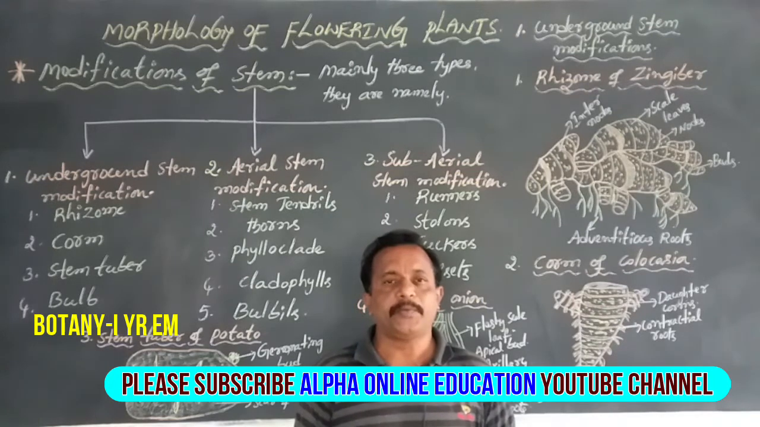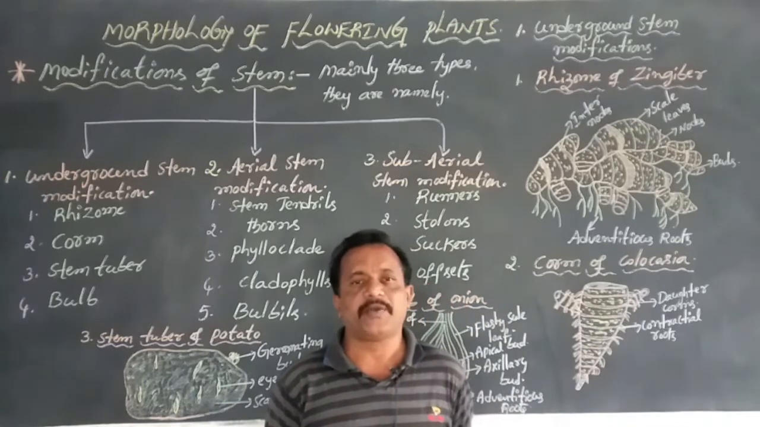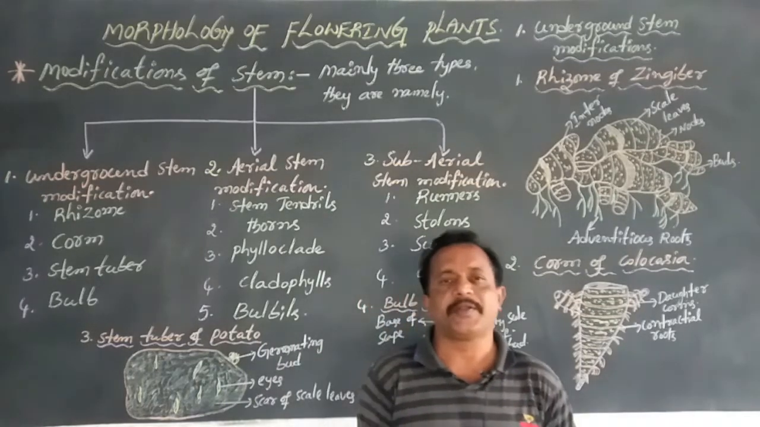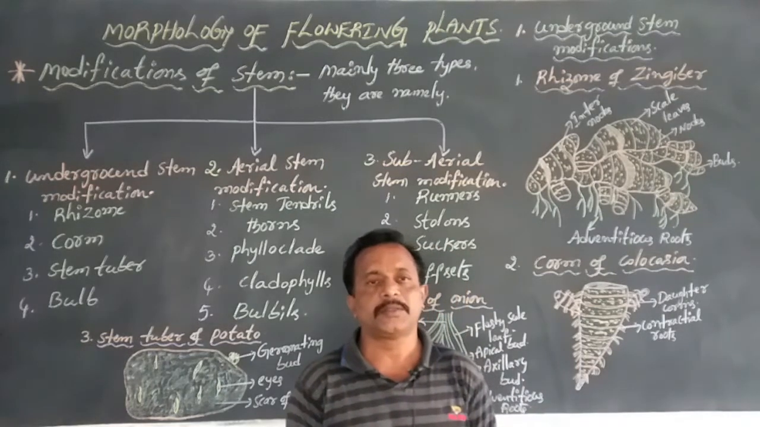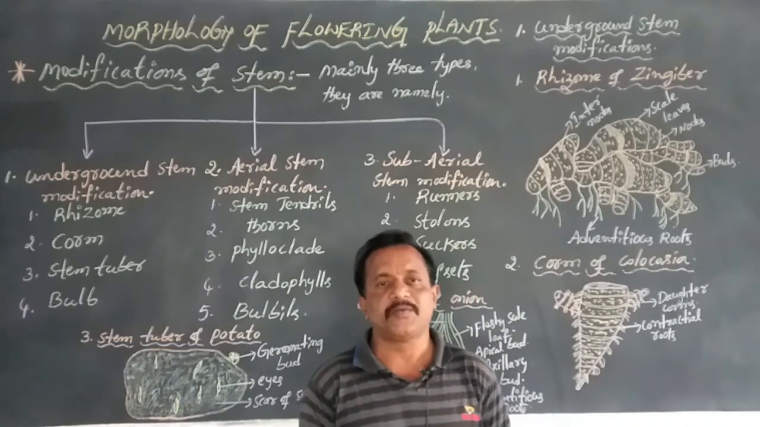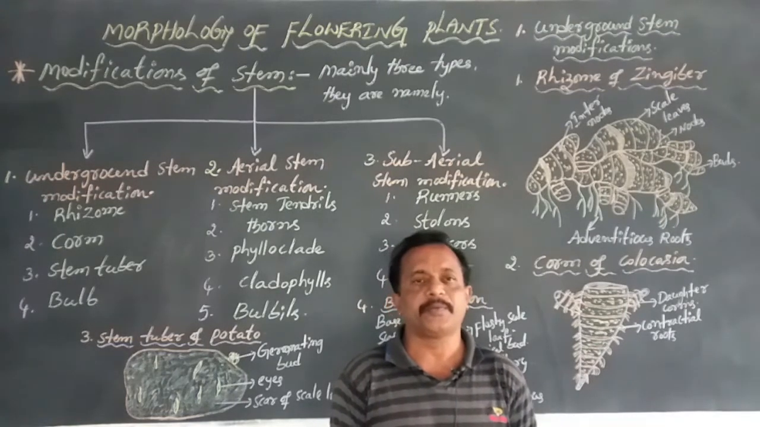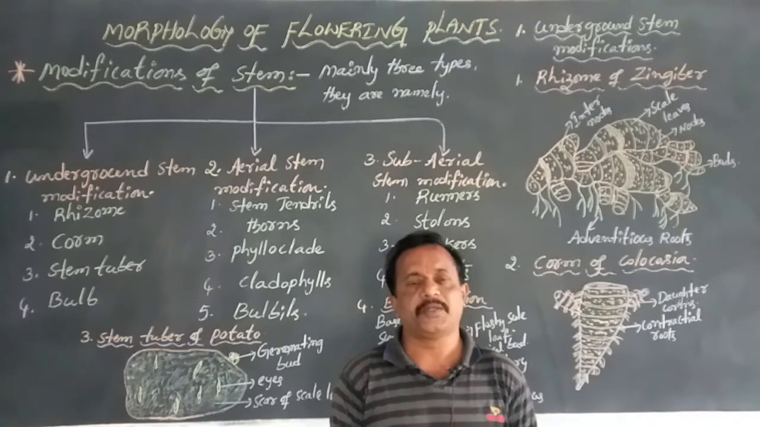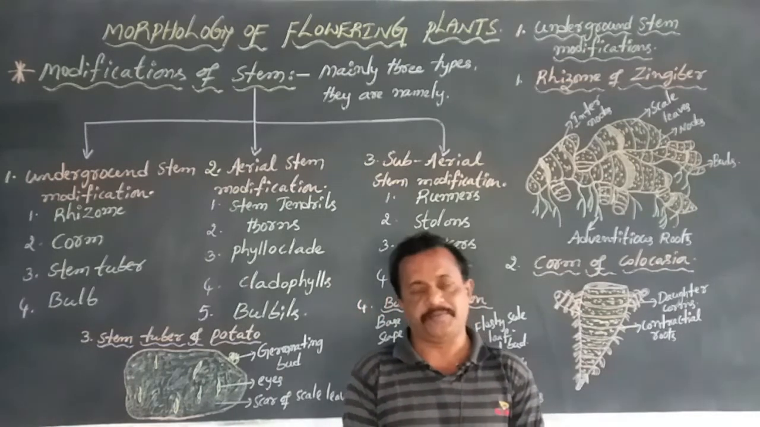Unit 2, Structural Organization in Plants: Morphology. Chapter 5, Morphology of Flowering Plants. We have already completed the root: how many types of root systems there are, what the functions of root systems are, what the regions of the root tip are, and the modifications of root. Today we are going to discuss the stem.